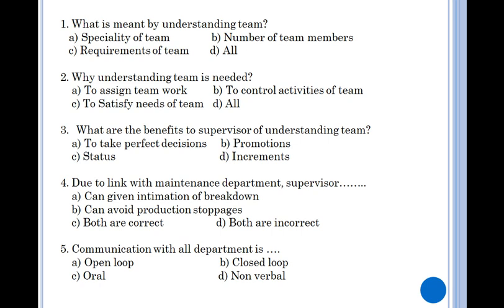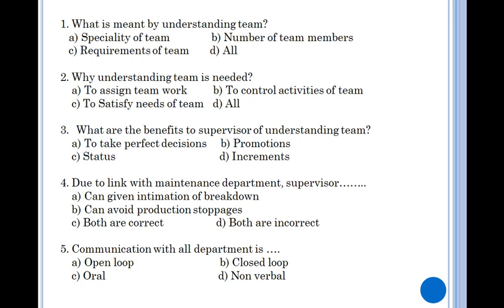Next question, question number 2. Why is understanding team needed? We have 4 options. First, to assign teamwork. Second, to control activities of team. Third, to satisfy needs of team. And fourth is all. As we have studied, understanding team is needed because we can assign work to the team, we can control the activities of the team, and we can satisfy the needs of the team. So the answer is again option D, all.